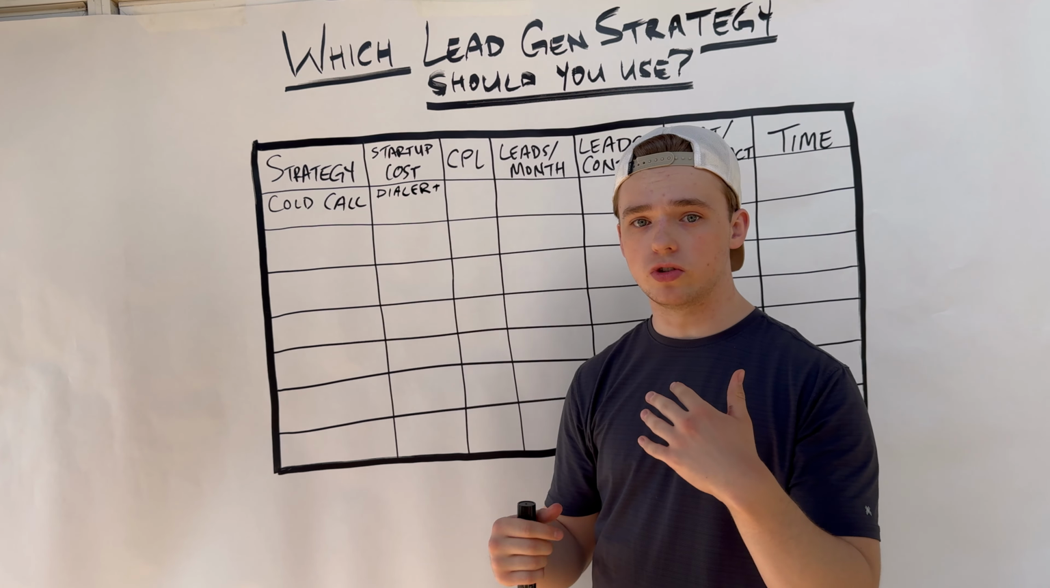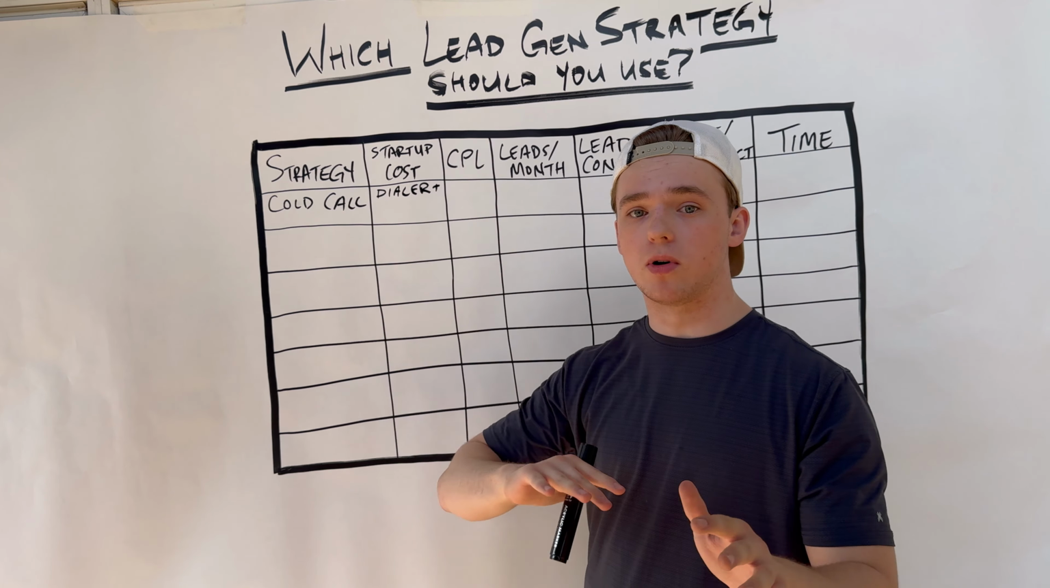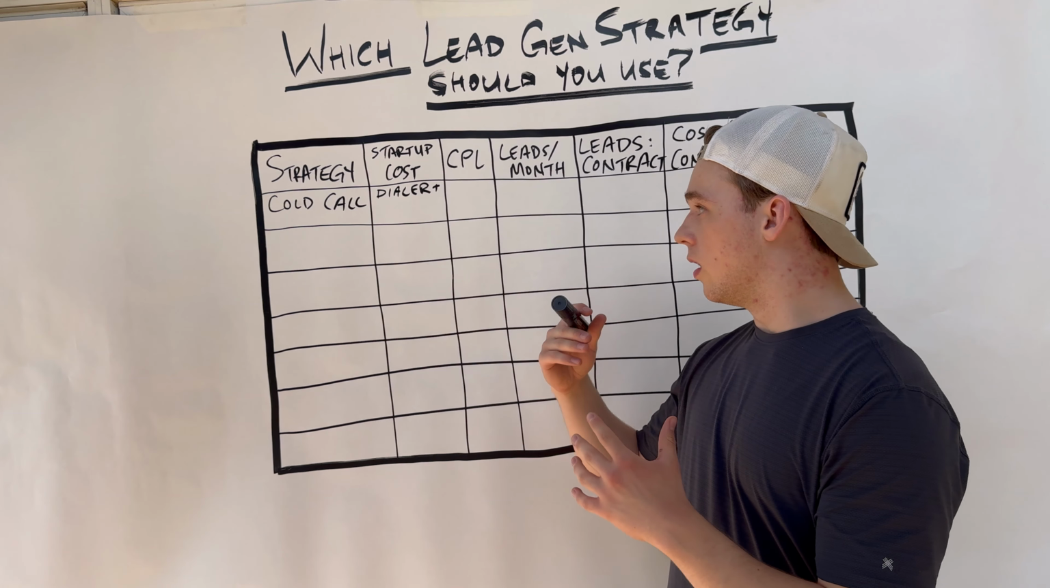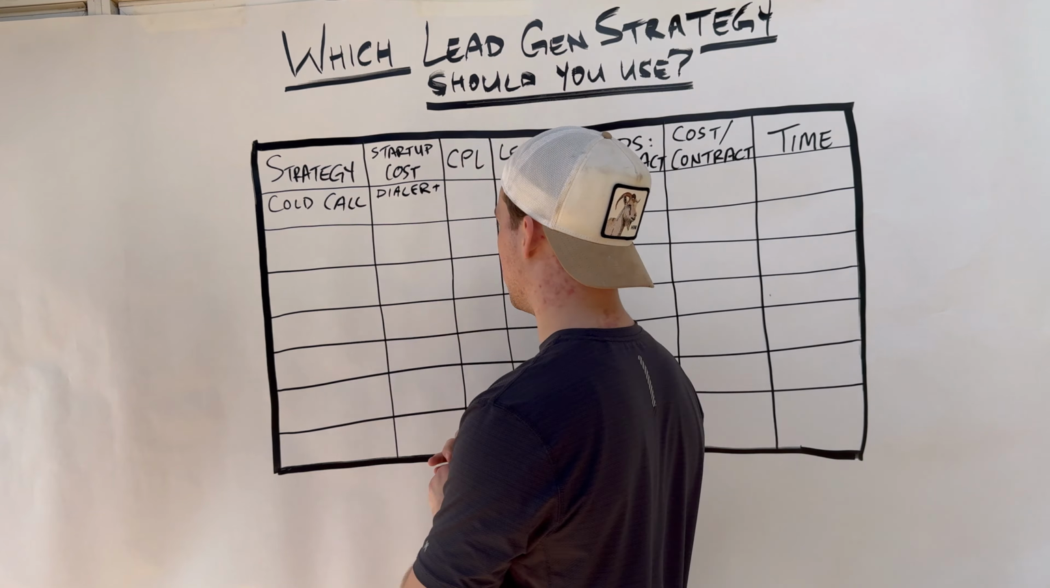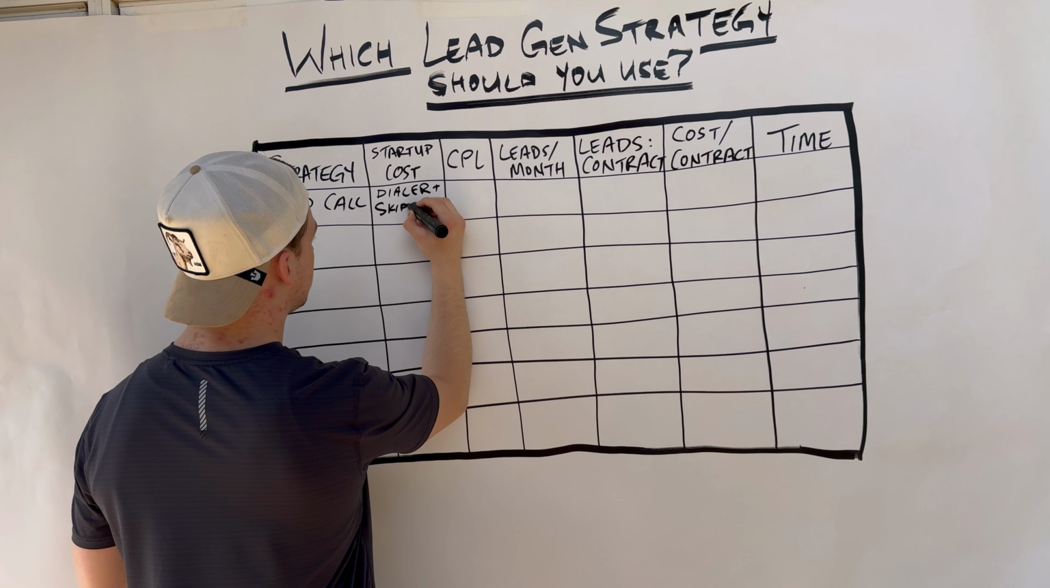I personally use Enzo dialer. That is a 14-line dialer that you can call 14 different numbers at once. That will typically run you about $200. Now the next part of the startup cost includes skip tracing.